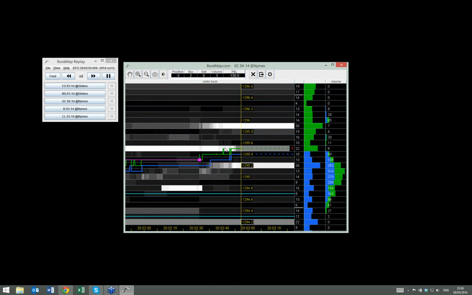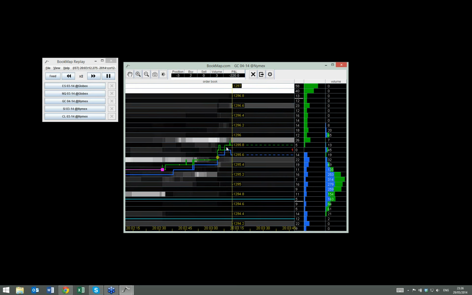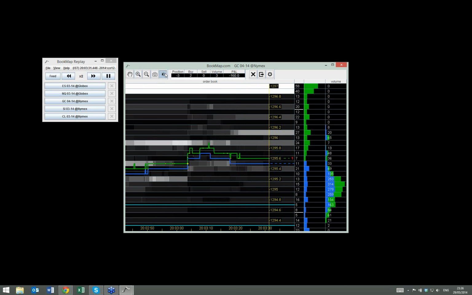Bookmap is not some sort of an indicator, it's a platform, it's an information system. We provide market information as it is, not aggregated, not filtered in any way. We just offer a new innovative way of looking at market depth in a way that is much easier to digest.